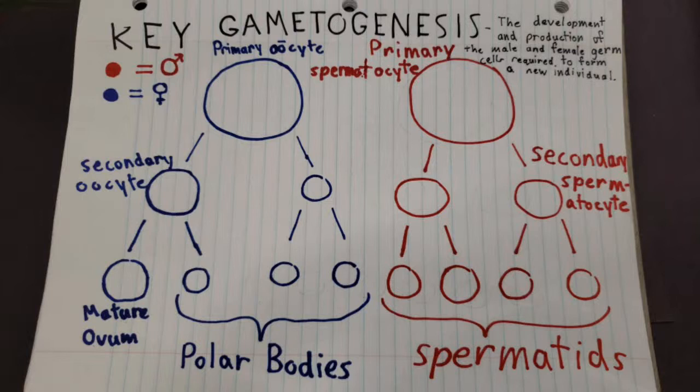Now, what are polar bodies? Polar bodies are the byproducts of the segregation of the secondary oocytes, and they won't really matter anymore as they do not serve a purpose. Okay, time for our next term.